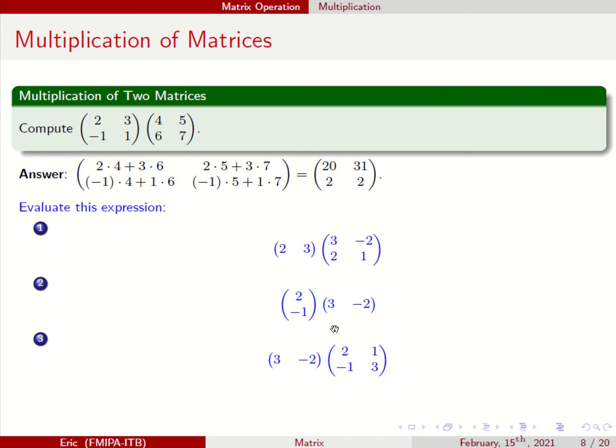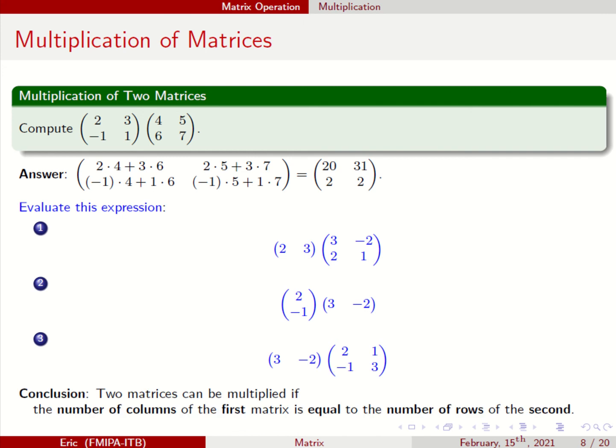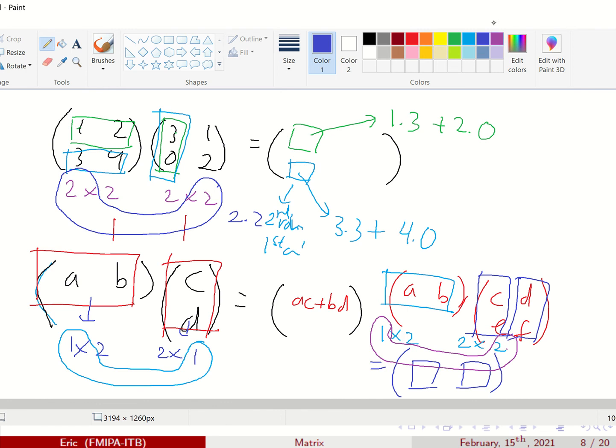If you want to do this, remember you must determine first whether the result of the multiplication exists or not. The two matrices can be multiplied if the number of columns of the first matrix is equal to the number of rows of the second. So how can you know that you can multiply two matrices? You have to have this the same. If this is not the same, you cannot multiply those two matrices.